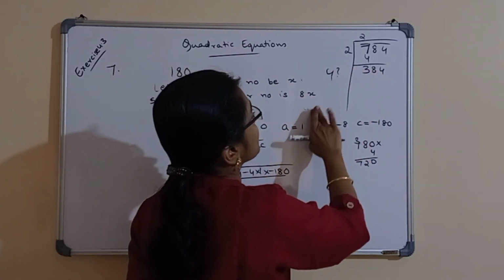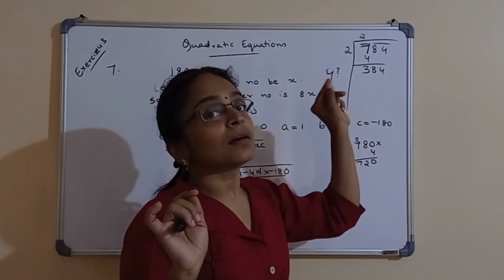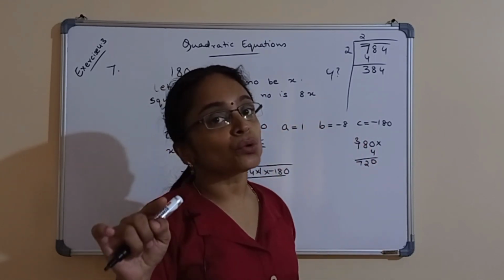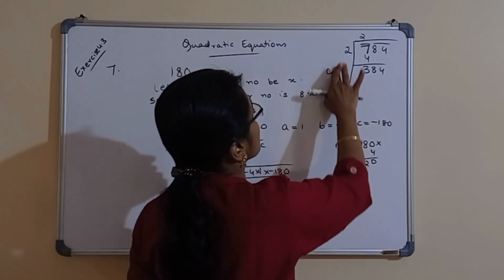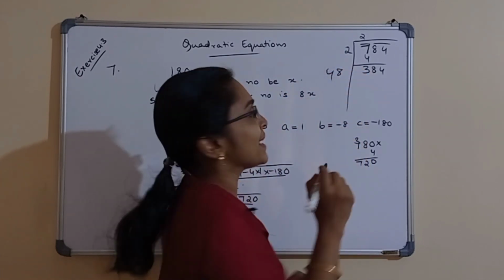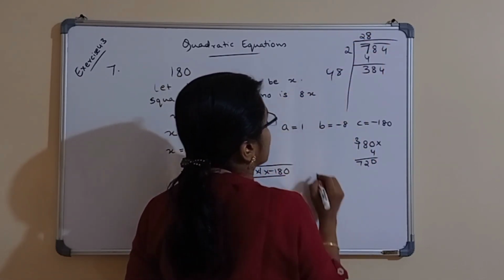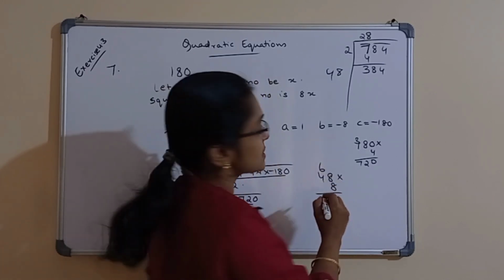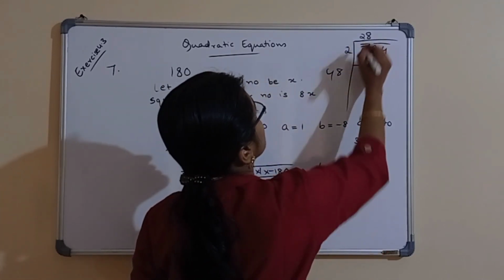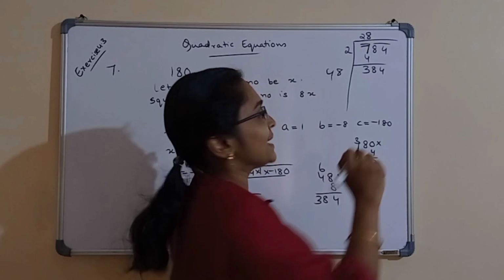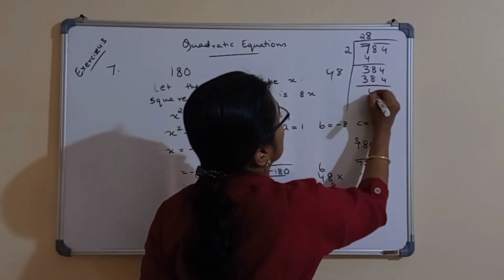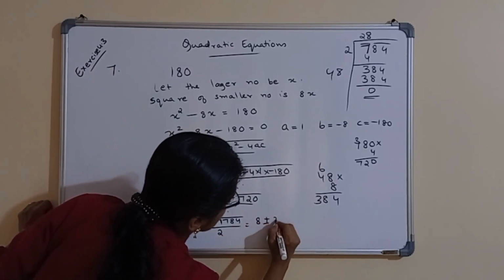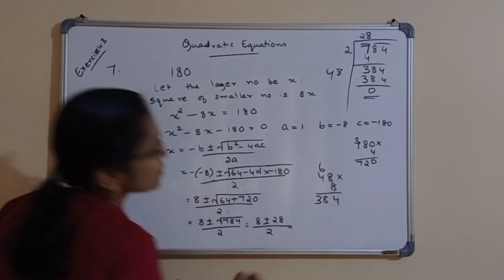So what can be that number? The last digit: 8 into 8 is 64 and 2 into 2 is 4. But 42 into 2 will not be 384. So let us check if 48 into 8 is 384. So 48 into 8: 4 8s are 32 plus 6 is 38. So it is 384. So 28 is the square root of 784. So we can write this as 8 plus or minus 28 by 2, which is equal to.